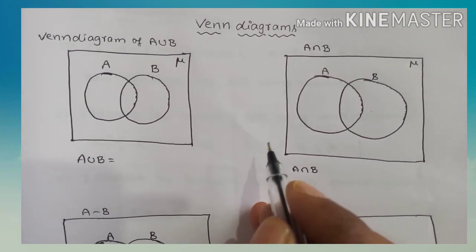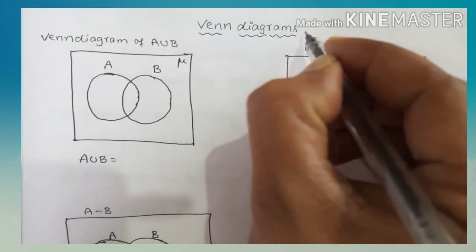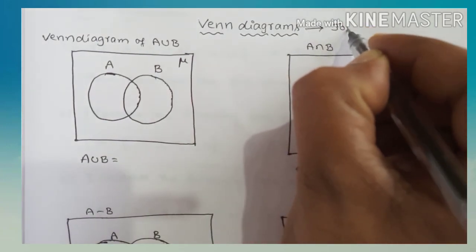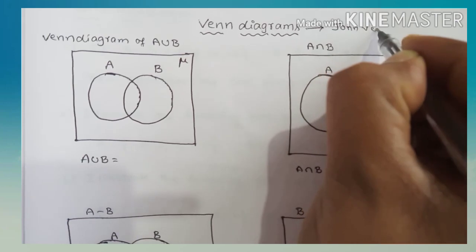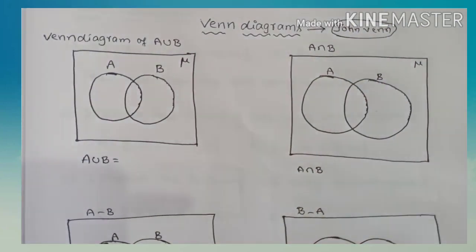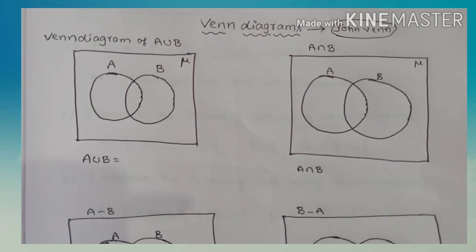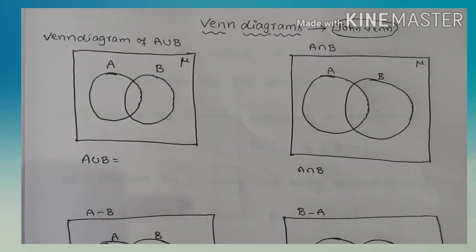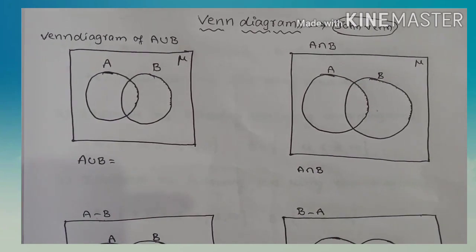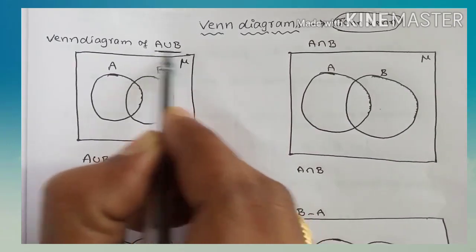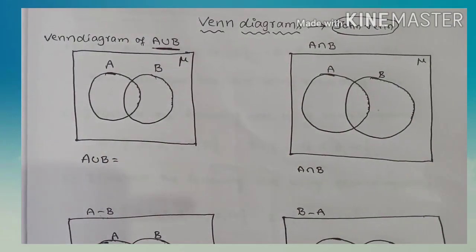The concept of Venn diagrams was introduced by the mathematician John Venn. John Venn, the mathematician who introduced the concept of the Venn diagrams. Right? Now let's see how to draw the Venn diagrams. Venn diagram of A union B.